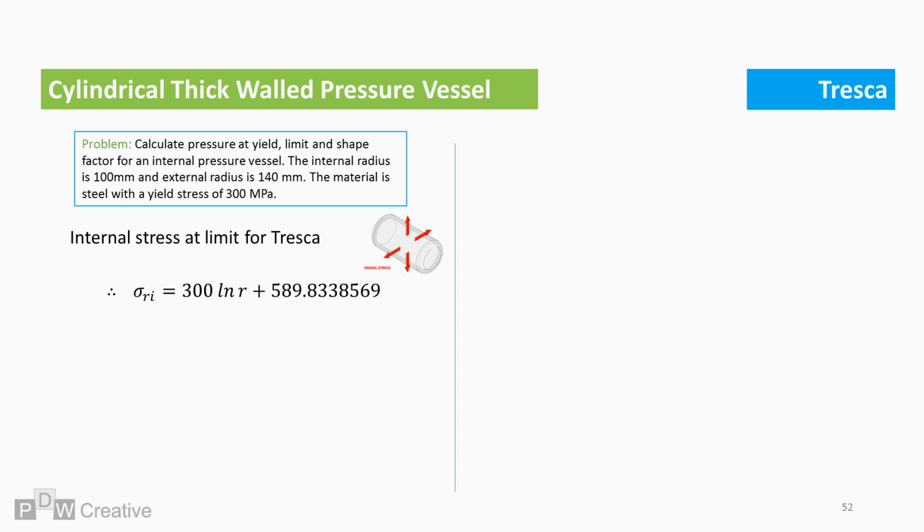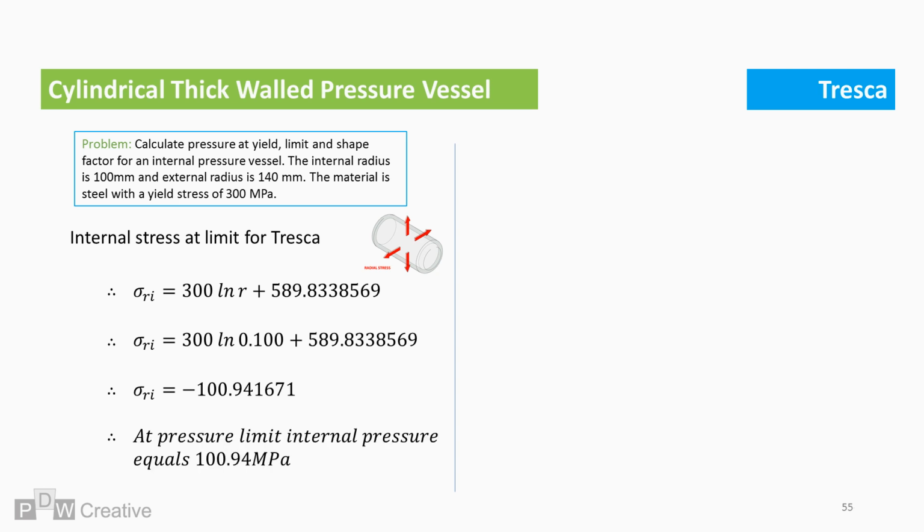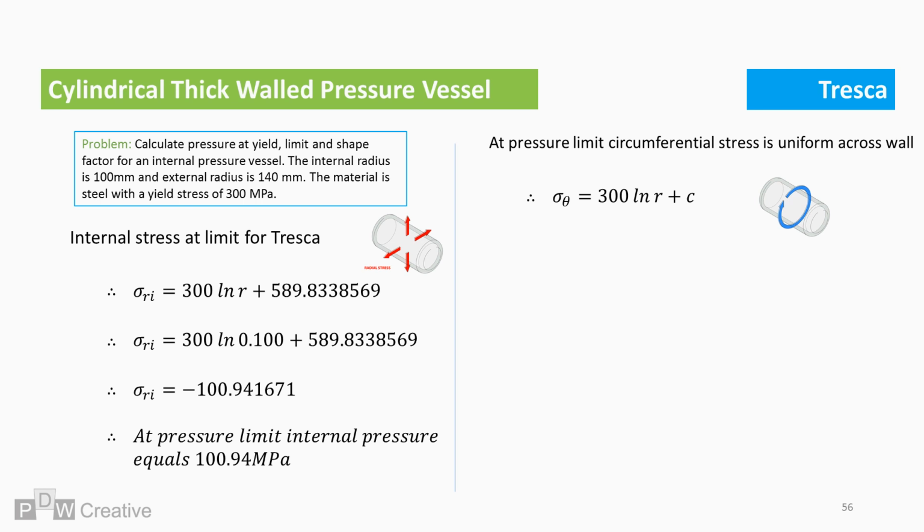Here, our only unknown is stress. Let's fill in the missing radius and calculate internal stress. So at limit, the internal stress is 100.94 megapascals. Next, we need to know our cylindrical stress. So let's first find constant C.